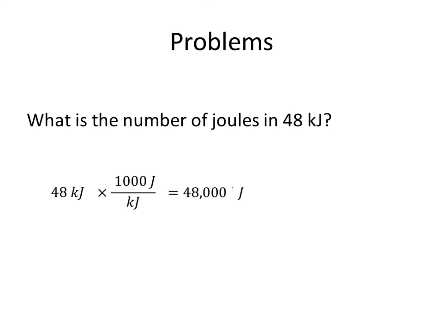Now what you're going to do is do your unit cancellation. That gives you joule left over, and you do your math. Notice here the 1,000 is in the numerator, so I have to put a times in front of it. 48 times 1,000, and it gives me 48,000.